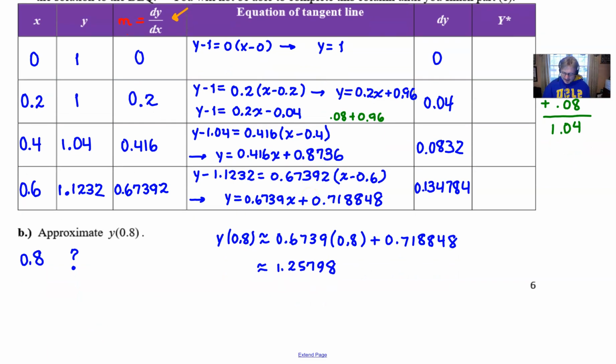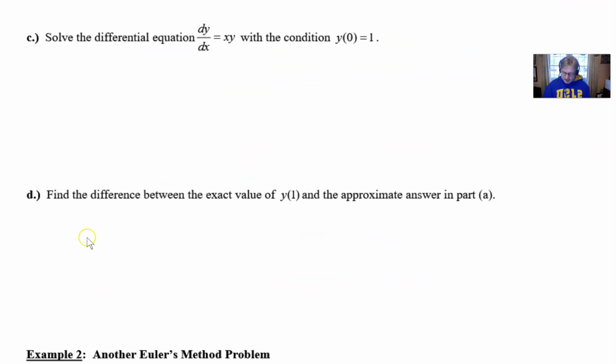When we go to the next page, we see that there is going to be a part C to this question. And that part C says, solve this differential equation, dy dx equals x times y, with the initial condition y of 0 is 1. Now, this is a problem that we could have actually solved, and this is going to be great practice for those of you who've been away from solving differential equations for a while.